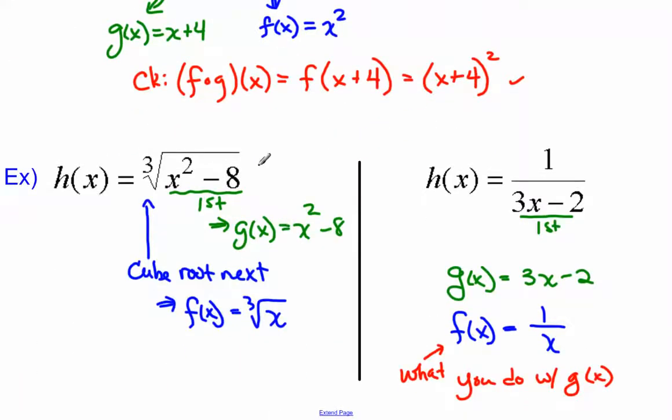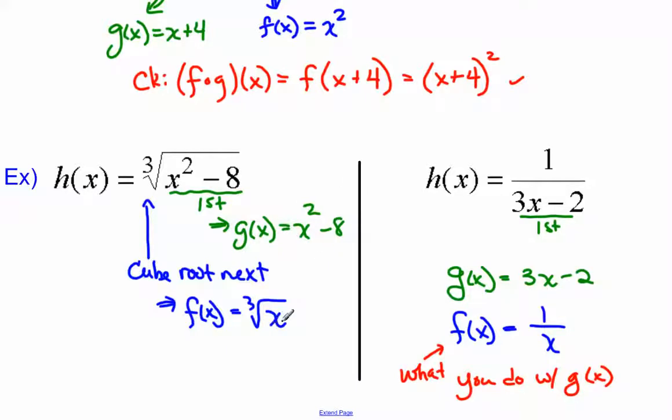Okay, this first one's a cube root function. So I would ask myself, if I plugged a number in, what's the first thing I would do? Well, I would have to calculate this x squared minus 8, right? That's going to be my g of x. Then what do I do with the answer? Well, then we have to deal with this cube root. So f of x is going to be the cube root of x. And again, I have to have an x in there because I want to be able to put the g somewhere, right?